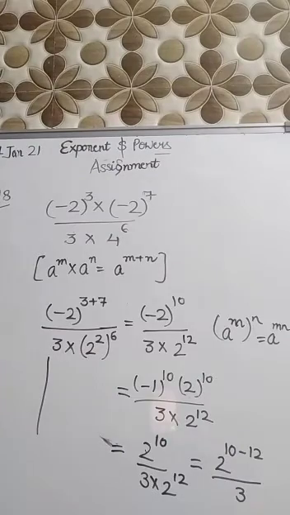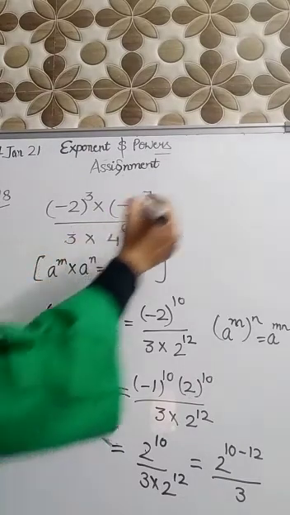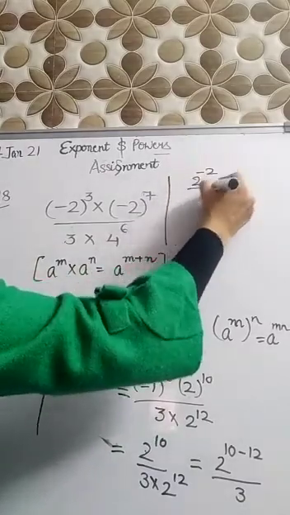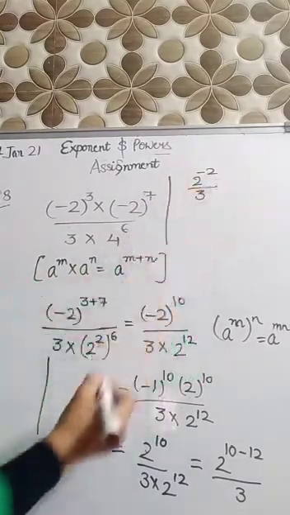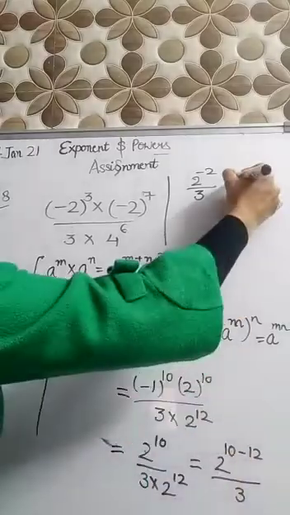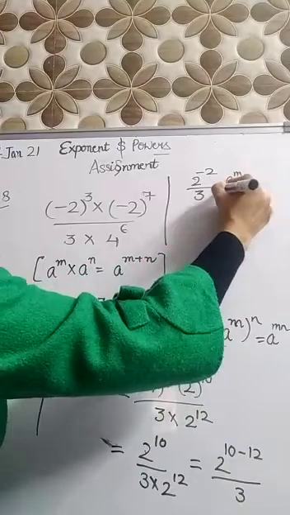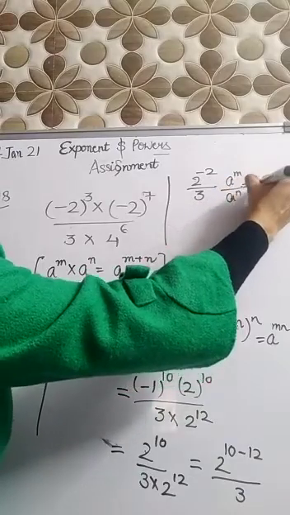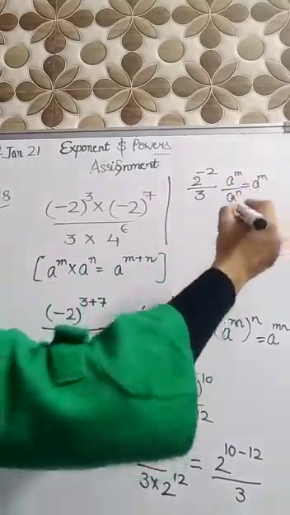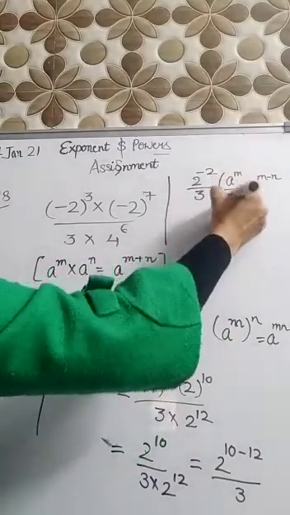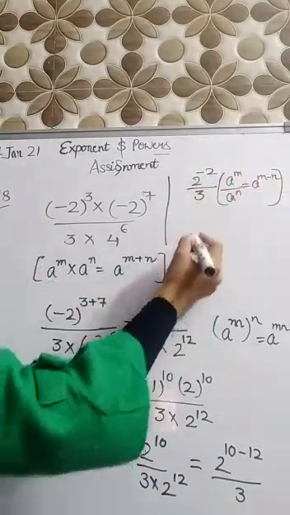Wait, let me rub this. We can write here 2 raised to power minus 2 upon 3. So we have used the law here that you will write a raised to power m divided by a raised to power n is a raised to power m minus n. That you will write in the bracket side by side.